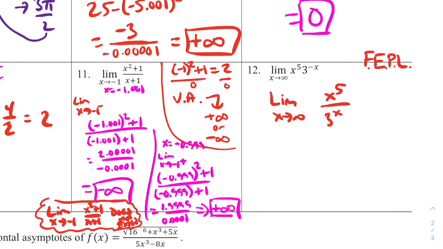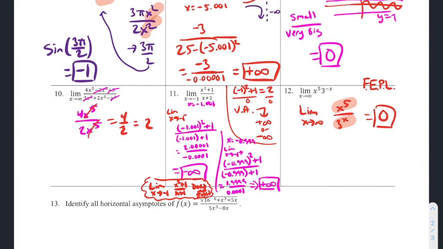I've got a polynomial function in my numerator, and I've got an exponential function in the denominator. That exponential function is going to grow faster than any polynomial function, and because of that, the denominator is going to get way, way big compared to that numerator. So this is going to have a limit of 0 for problem number 12.